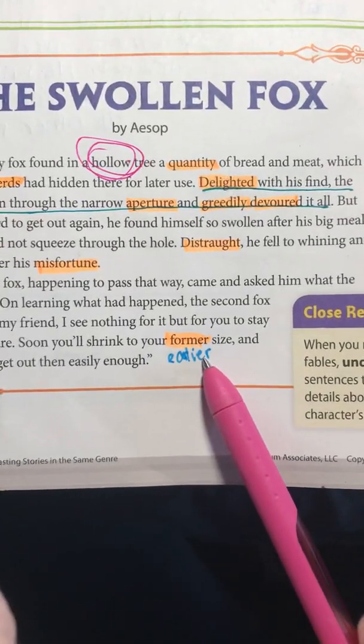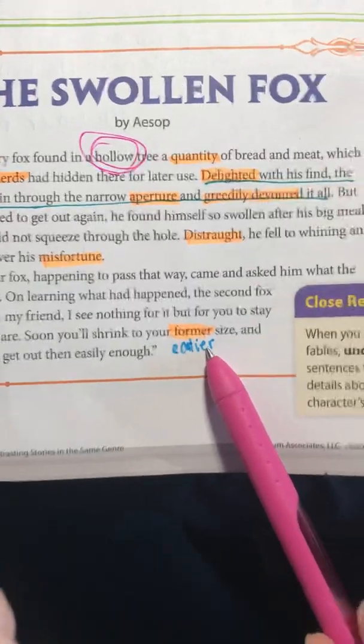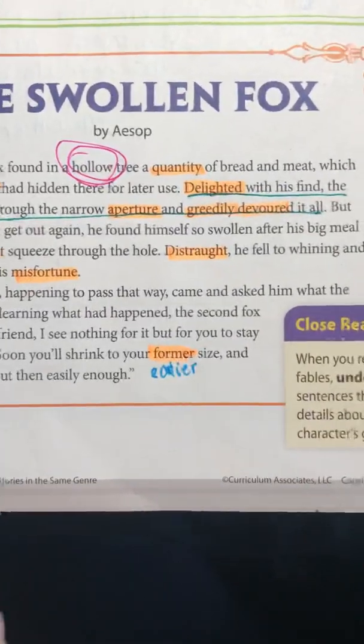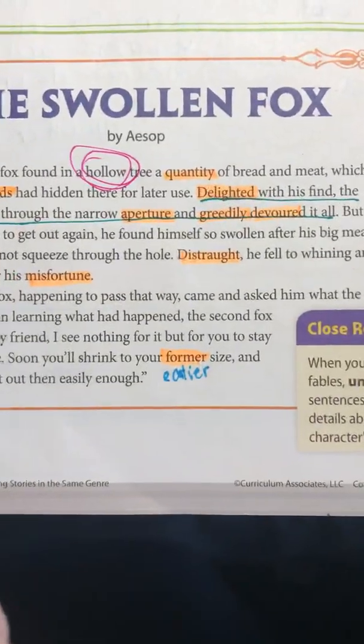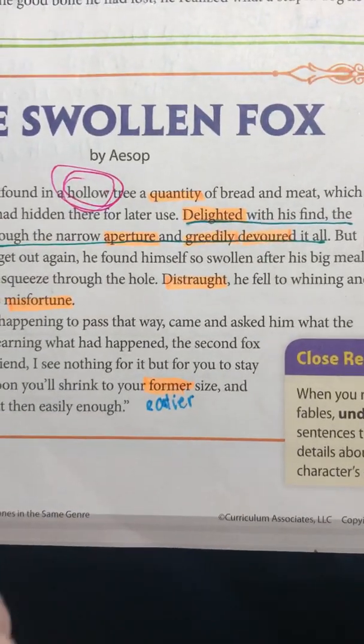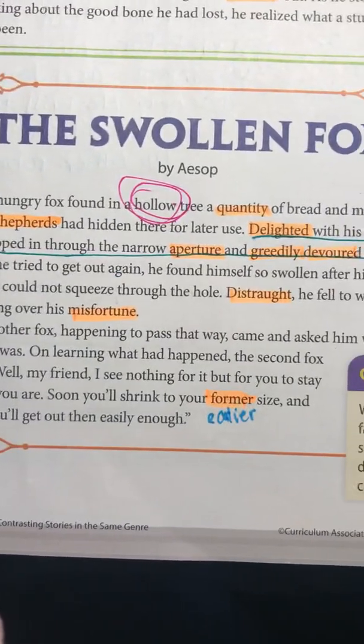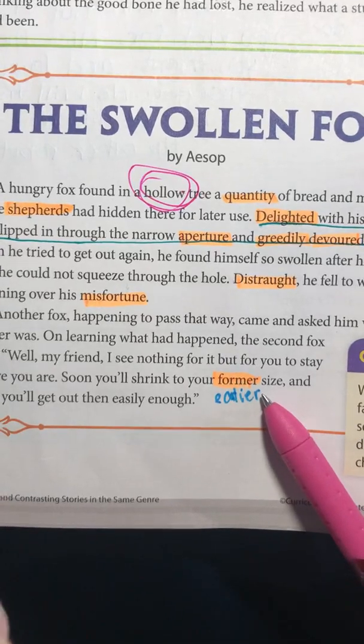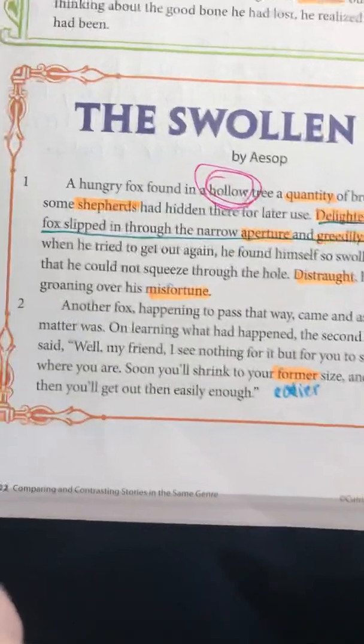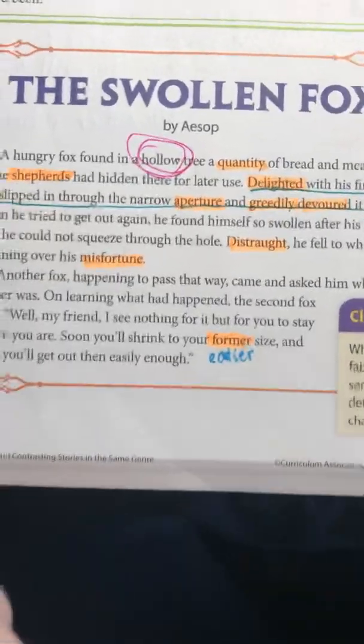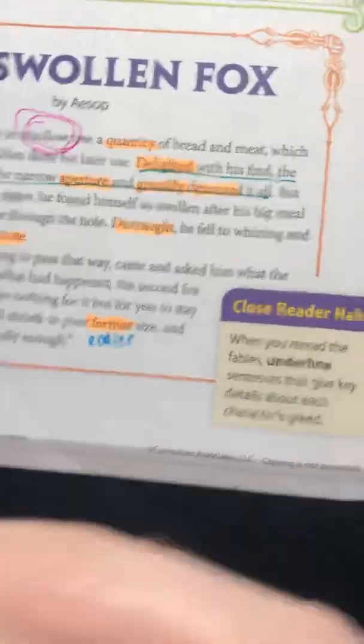Former meaning earlier, or his before size, so the size he entered the tree at, not the size he's trying to exit the tree. So he's just got to wait. Former being the first, or it came earlier. So let's talk about the reading strategy.